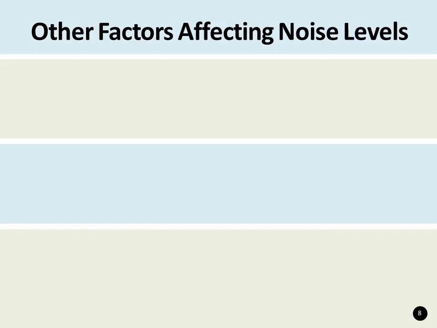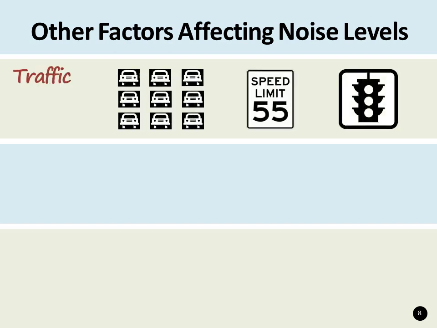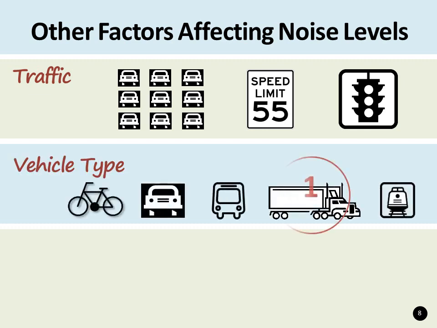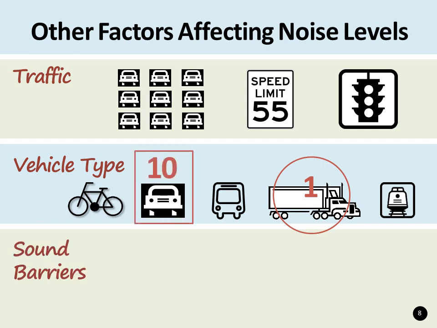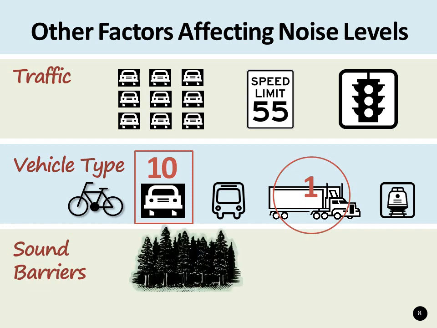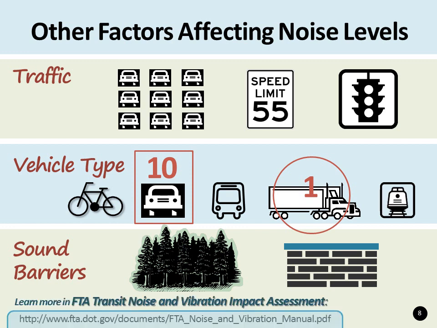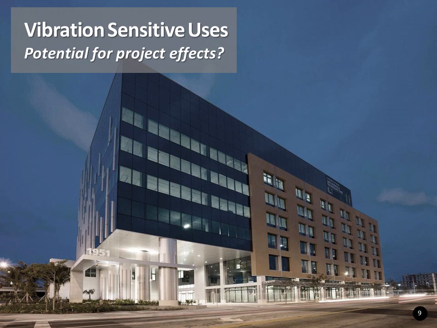Other factors that influence transportation noise levels in a community include the volume, speed, and flow of motor vehicle traffic, the types of vehicles using the facility. For instance, one truck moving at 55 miles per hour is as loud as 10 cars moving at the same speed. And barriers to sound travel such as topography, thick vegetation, buildings, and walls. The Federal Transit Administration Guide shown is a good resource on the dynamics of transportation noise generation, measurement, and effects on the environment.